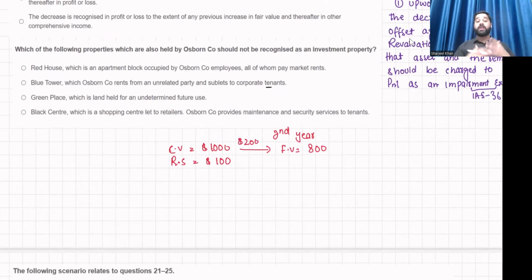Now what will be the treatment for this $200? Should it be immediately charged to profit or loss as an impairment expense? The answer is no. Just look if there is any upward revaluation present for this asset. If the answer is yes, first this should be offset against this revaluation surplus and any remaining should be charged to profit or loss. Then the double entry for this decrease will be asset credit by 200. First, it should be offset against the other comprehensive income $100 and any remaining figure, the balancing figure, should be charged to profit or loss as an expense.